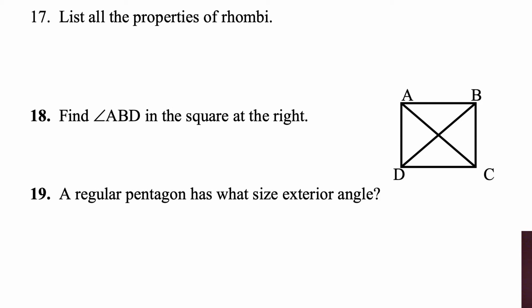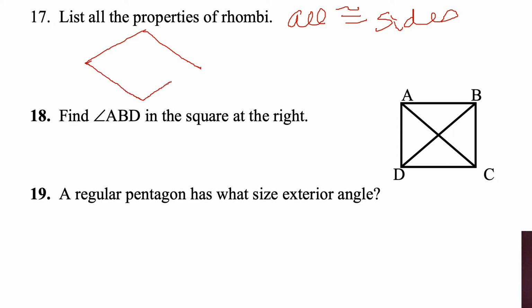All right, the properties of rhombi, or rhombuses, however you want to say it. The rhombus has all congruent sides. We're talking about that diamond shape kind of figure. All the sides match like a square, but it doesn't have right angles in the corner. Opposite angles are congruent, just like on a parallelogram, the opposite angles are going to match.